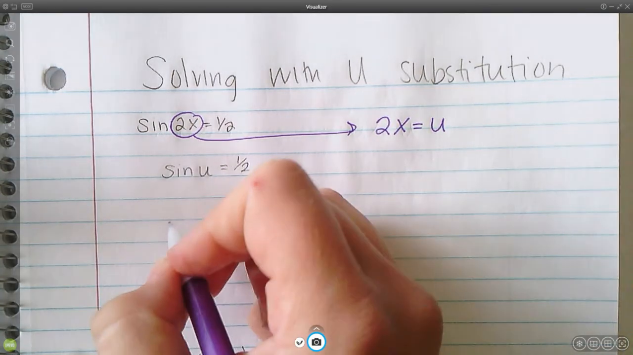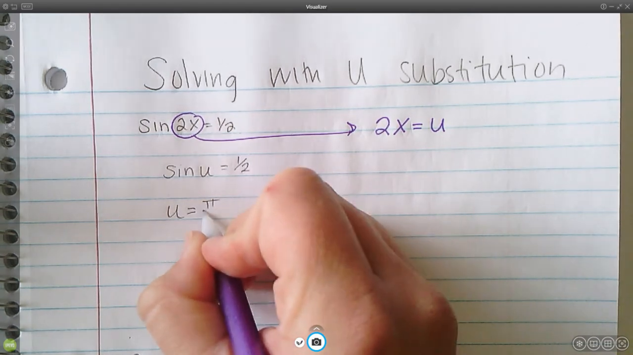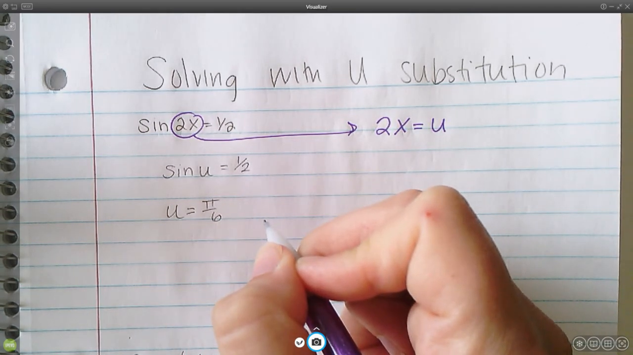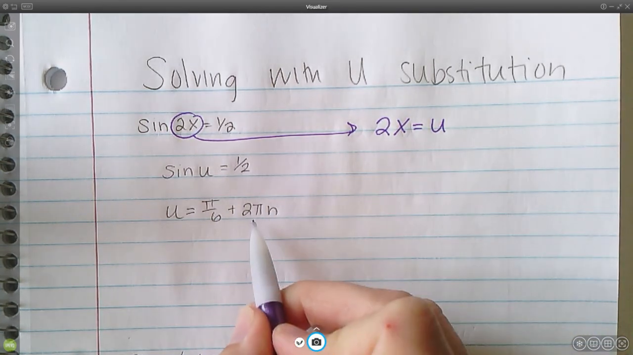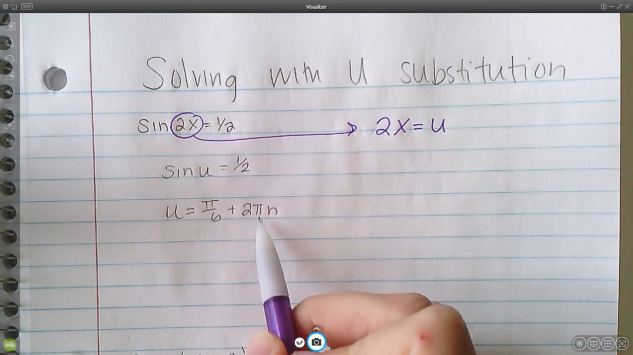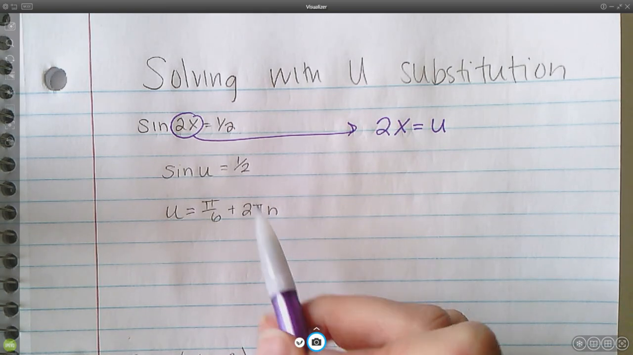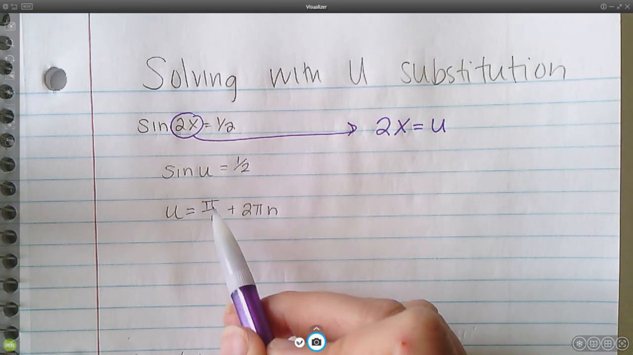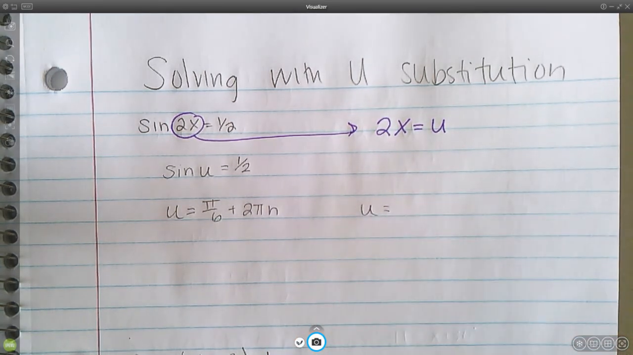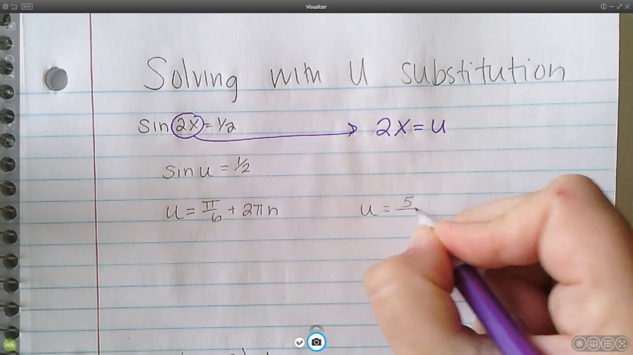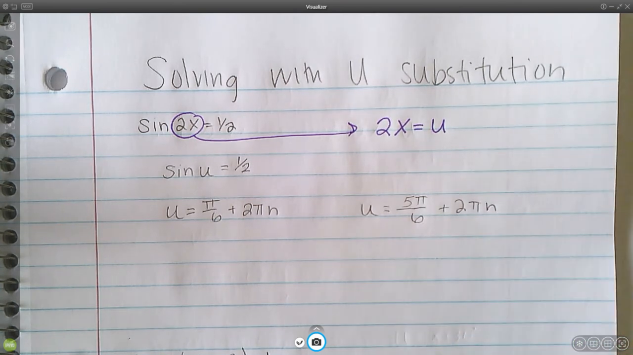So we are going to have u equals pi over 6. And then don't forget the plus 2 pi n. This 2 pi n just means that you can go around the circle n number of times and you'll hit every single time where it's the same as pi over 6. And then we also have u equals 5 pi over 6 plus 2 pi n.